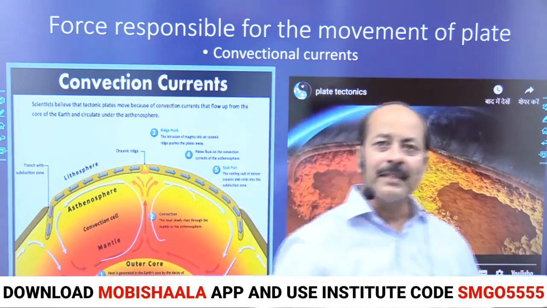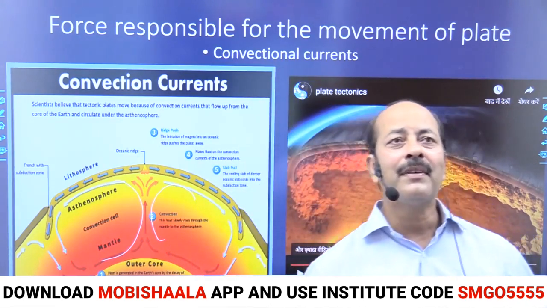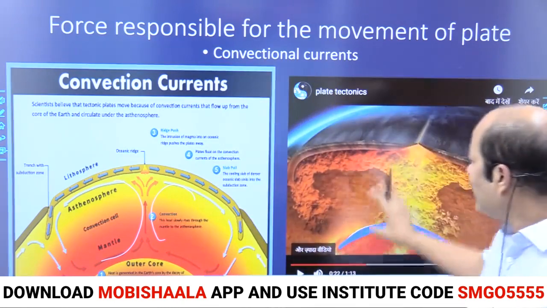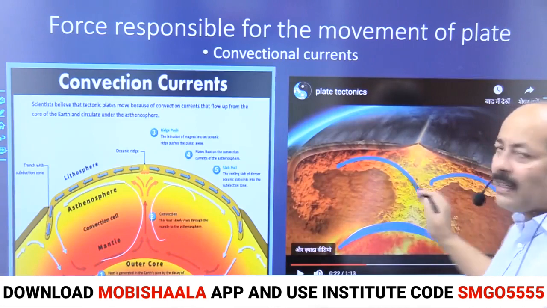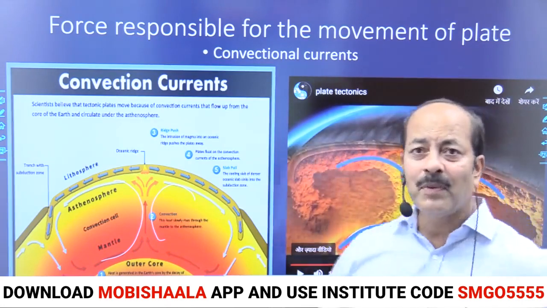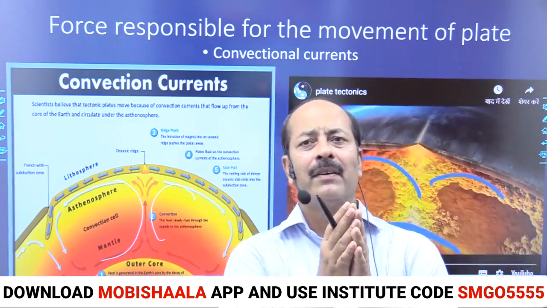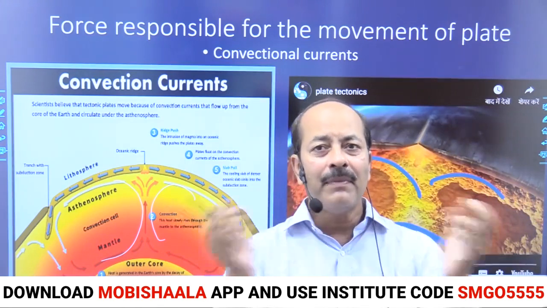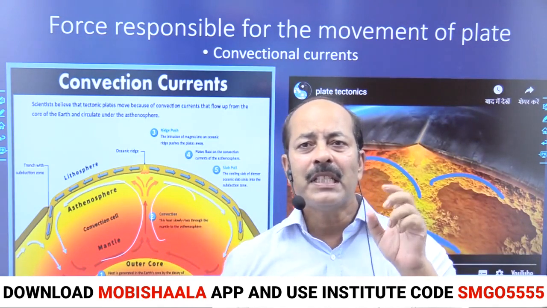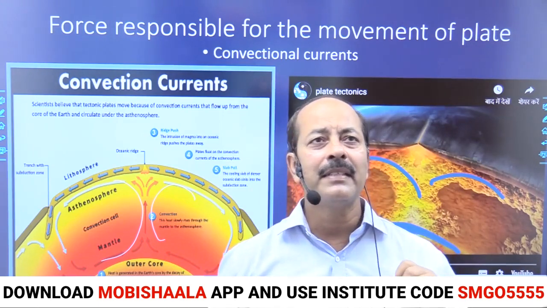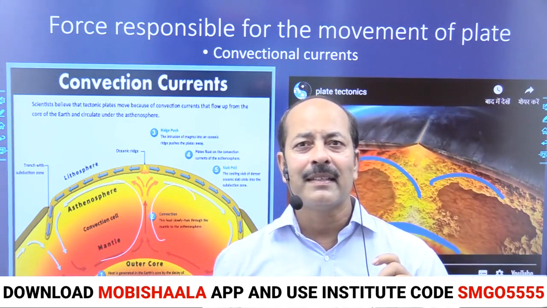So from there is an origination of convectional current. This current is responsible for the movement of plates in any direction. The plates can move close to each other, go away from each other, or go parallel to each other. The force responsible for the movement of plates is convectional current.